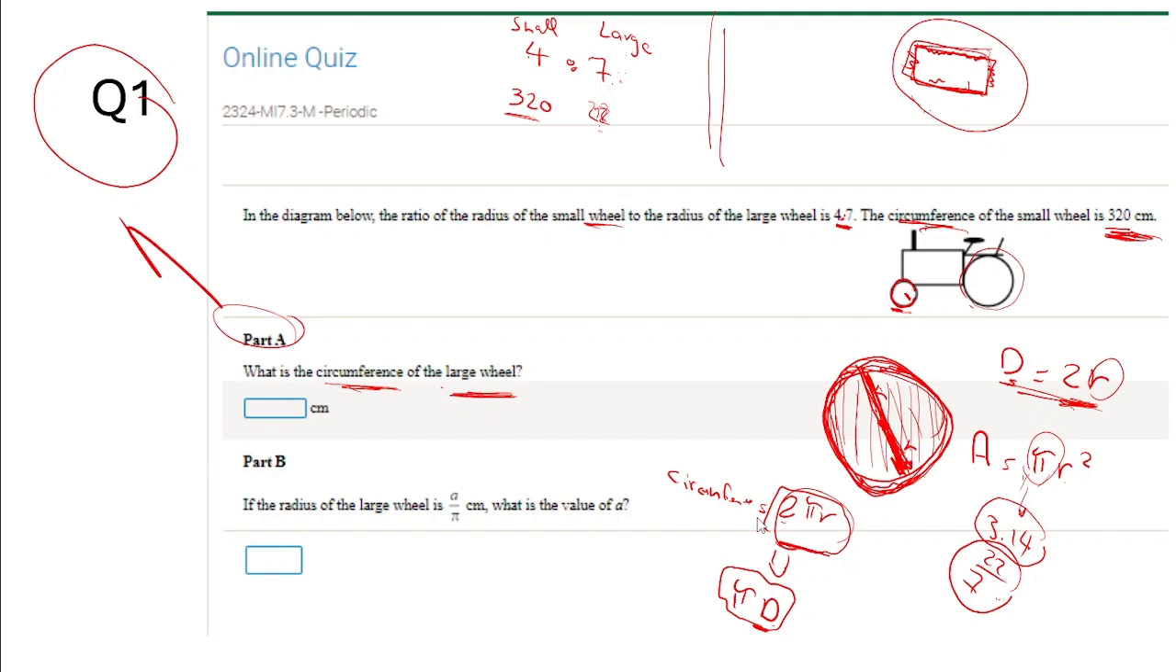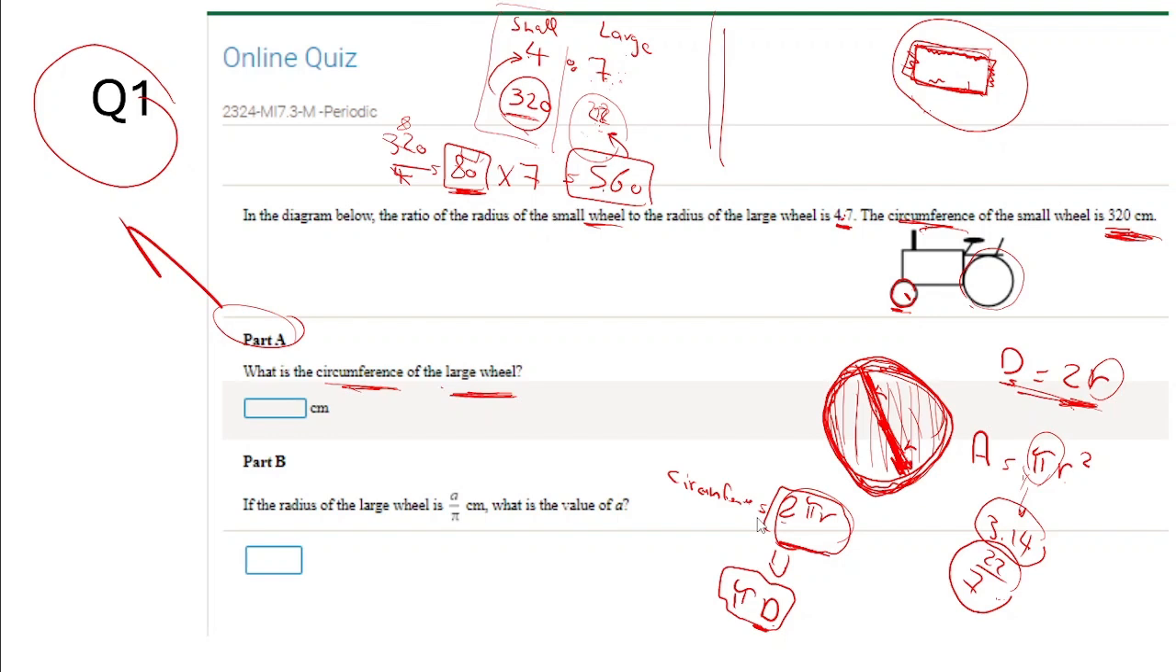First way, now I have the small circumference, right? What I will do is I will divide this amount by 4. So I will get the value. Then I will multiply it by 7, and I will get the circumference of the large wheel. So that means 320 divided by 4 will be 80. So this ratio is 80. If I multiply it by 7, it will be 560. So the circumference of the large wheel is 560.